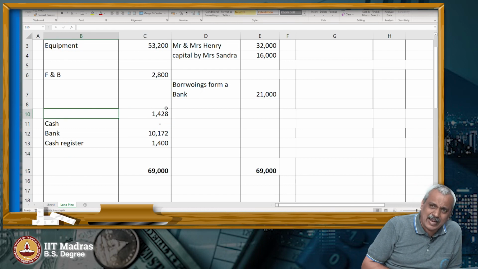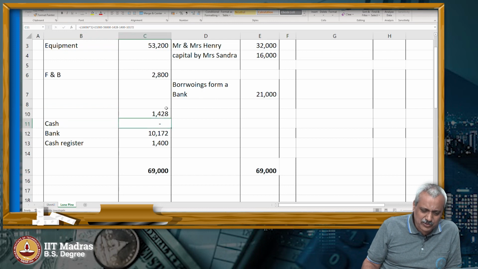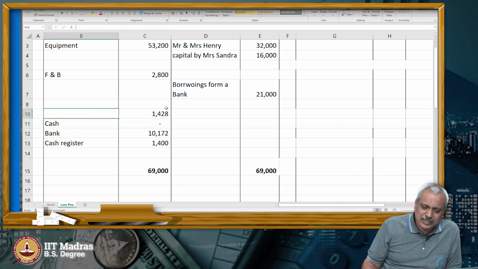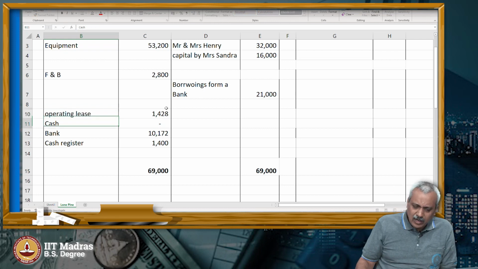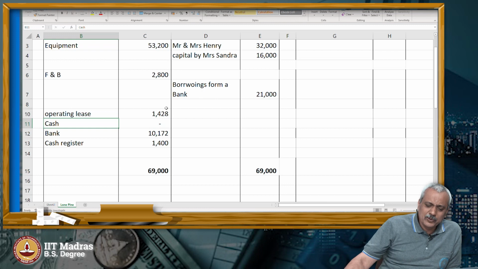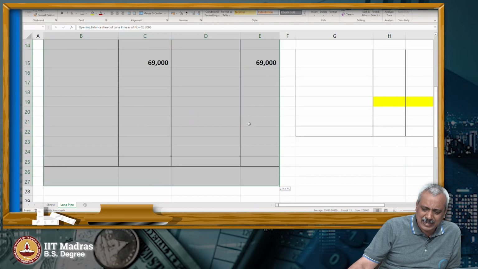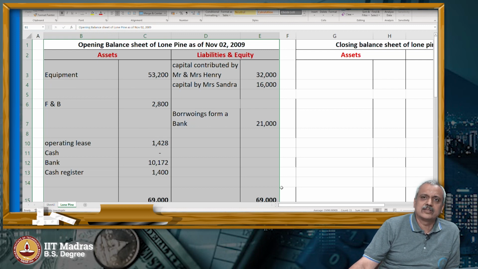I reduced it from the cash. Agreed. I missed entering it then. I reduced it from the cash, as you would have seen here. But who owns it? You own it. It's an asset for you. So the operating lease is owned by you, that is another 1428. So the balance sheet as on November 2nd looks like this, with capital, borrowing, and some things which you own, and it is about 69,000 in this case.